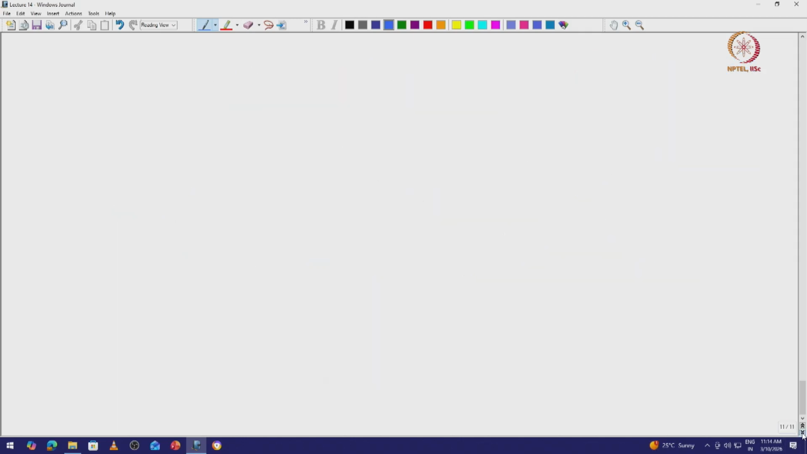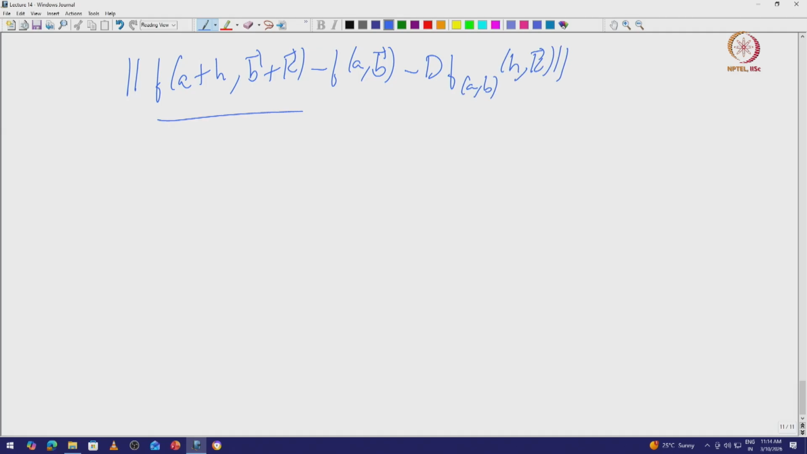Okay, so what can we do at this point? What do we want to do? We want to look at the error in the linear approximation, so to say, and divide it by this vector. And we want to show that this error can be made less than epsilon, or rather it goes to 0.